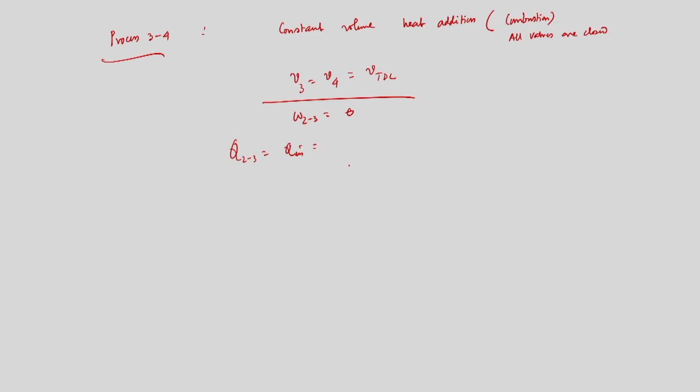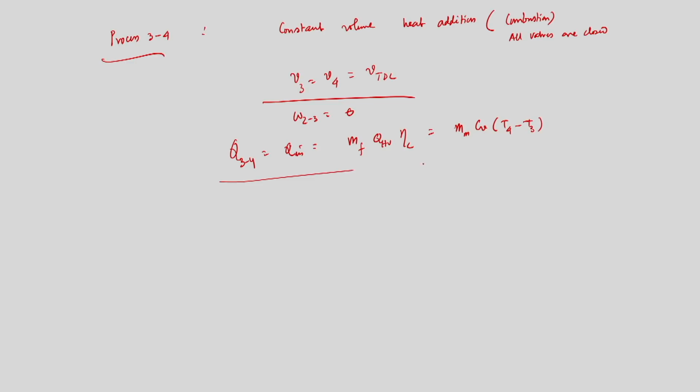So, that will be equal to m dot F into the calorific or heating value Q_HV into eta C. It is very important, that is Q3 to 4. So, Q3 to 4 is equal to Q in, is equal to the mass flow rate of fuel times heating value times combustion efficiency, that is equal to m dot into CV into (T4 minus T3).